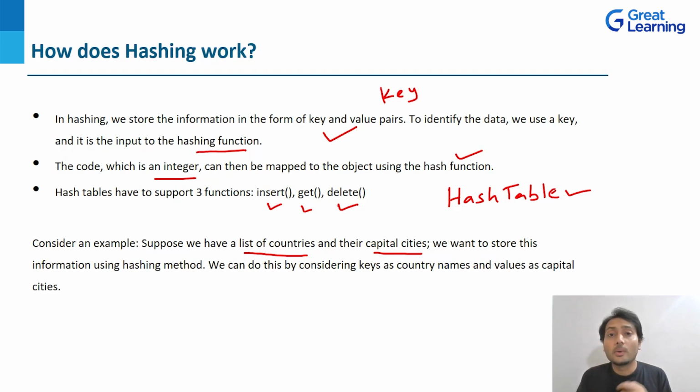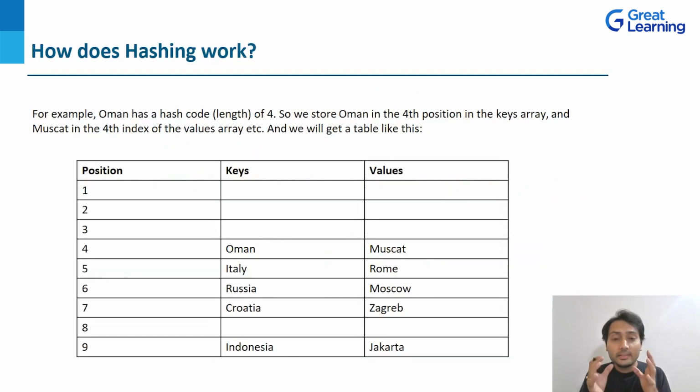Fine. So let us try to explore this example more. Consider this table over here. Here we have countries such as Oman, Italy, Russia, Croatia, and Indonesia. And in the values column, we have the capital cities. This position is nothing but the index value. So internally, whatever key you have, say for example Oman, this Oman will have an associated hash code, and that hash code will make it store at this location 4.